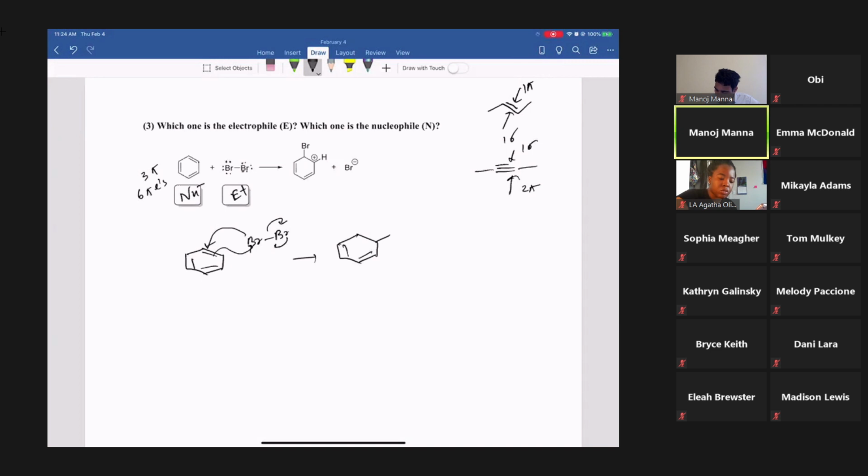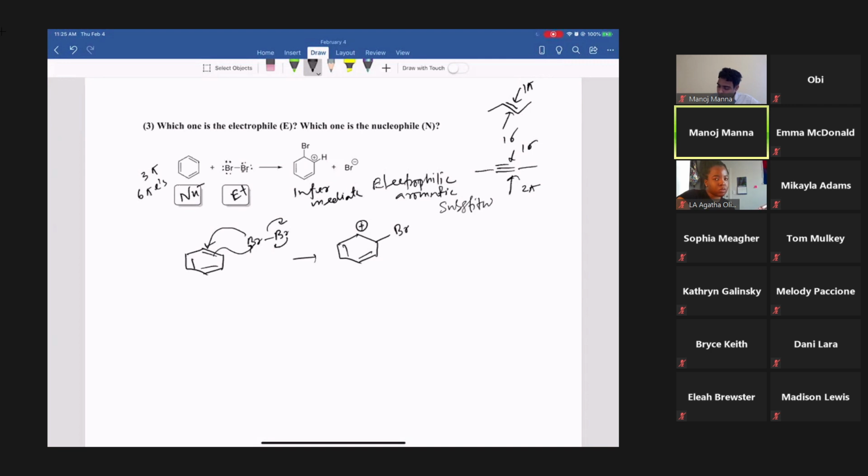Okay, so bromine adds to one carbon, and then you'll have a positive charge. That's called electrophilic aromatic substitution. That's the intermediate in electrophilic aromatic substitution. Now we are not interested in the details of this reaction.